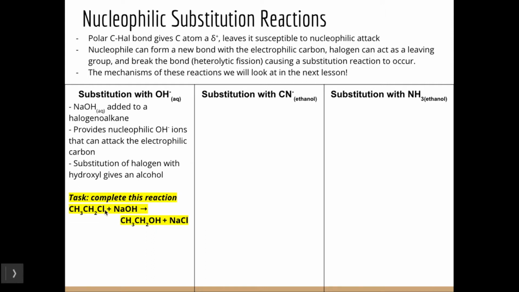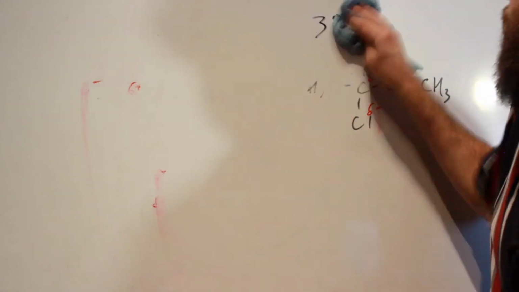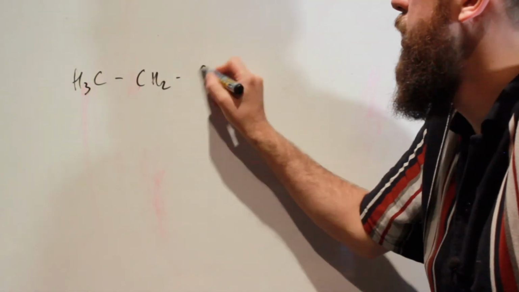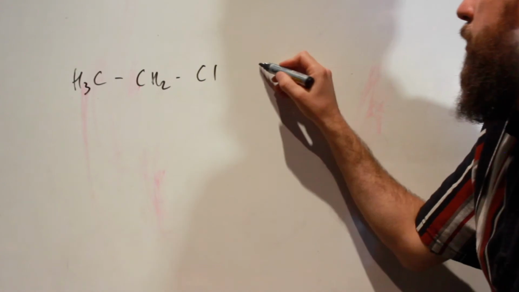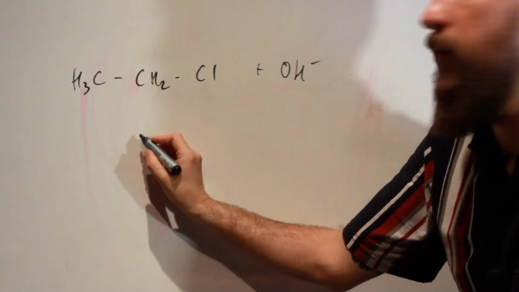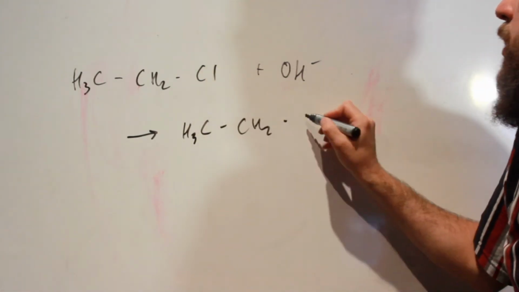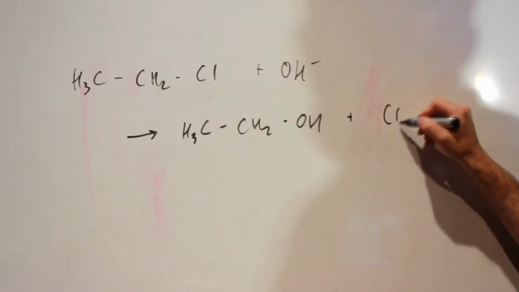We're substituting, we're replacing the chlorine for the OH, and then the sodium chloride will form from the sodium ions and the chloride ions. We can also show this just as an ionic equation, which I will draw for us here now. Sometimes it's more useful, especially in the mechanisms, just to show the ionic equation. So we've got our H3C and then our CH2Cl, so that's our chloroethane, and then we react that with hydroxide ions and we form the alcohol. Let's just do this, H3C, CH2, OH, and the chloride ions.